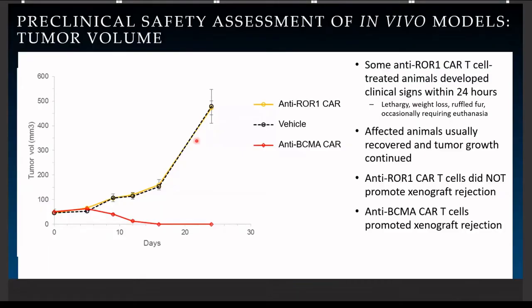So when we actually assessed the tumor size, what we saw was that with the ROR1 therapy, there was clearly no change in the tumor volume, but with the anti-BCMA therapy, which we saw was very specific, we actually saw a reduction in tumor volume, suggesting that this is a very effective therapy and it is actually decreasing tumor size.